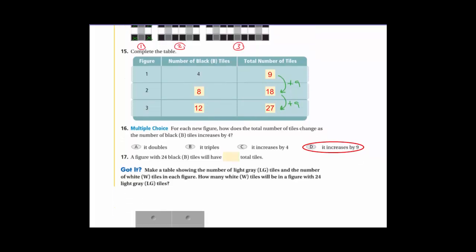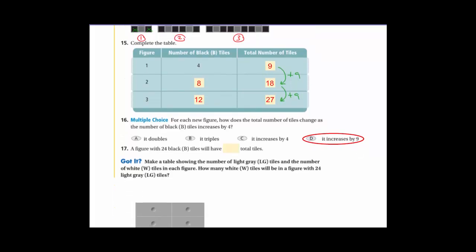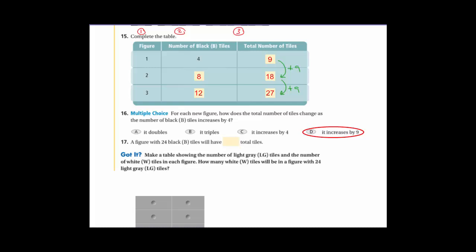In number 17, a figure with 24 black tiles will have how many total tiles? Well, it would be really awkward if we had to draw a figure that had 24 black tiles. So let's see if we can make a prediction based on the pattern that we have here. Why don't you go ahead and think about that, pause the video, turn it back on when you've got an answer, and see how you did.